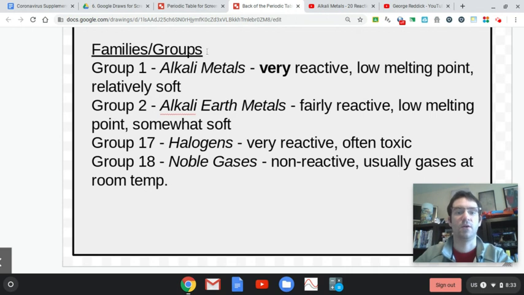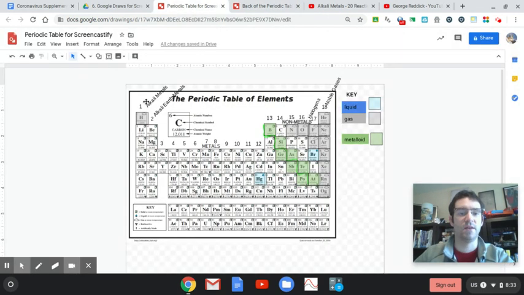Just to reiterate, your alkali metals are your lithiums, your sodiums, your potassiums. Alkali earth metals, group 2, are beryllium, magnesium, calcium, and so on. Halogens are fluorine, chlorine, bromine, iodine, and so on. Your noble gases include helium, neon, argon, krypton, xenon, and radon.